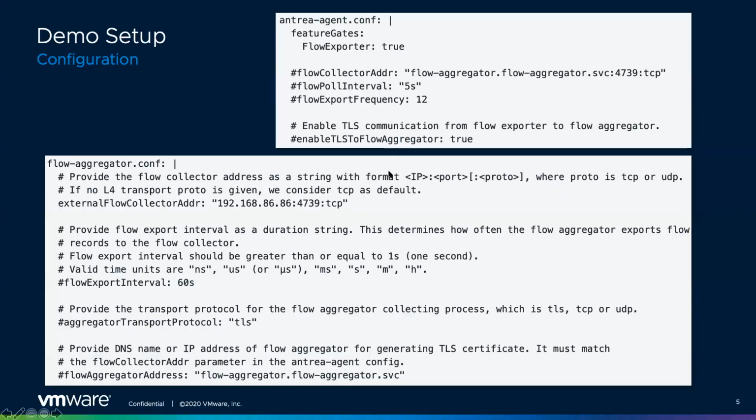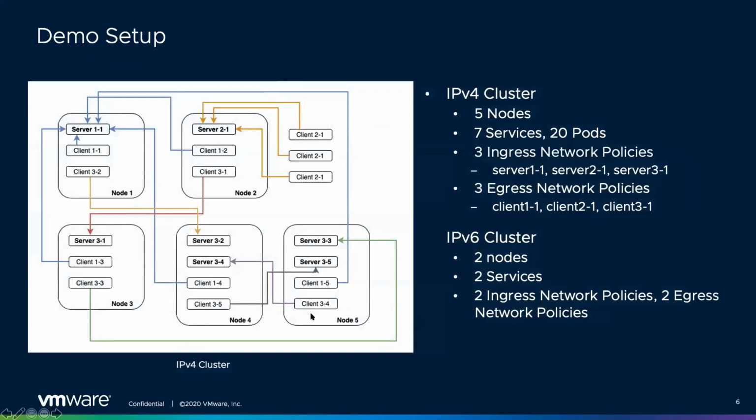Now I will demo the flow aggregator and its visualization. Here is the setup for the demo. In the configuration file, we enabled the flow exporter in the Antrea agent and specified the external flow collector in the flow aggregator. TLS in the flow aggregator and in the Antrea agent is enabled by default. And we use iPerf to simulate the pod-to-pod and pod-to-service traffic.